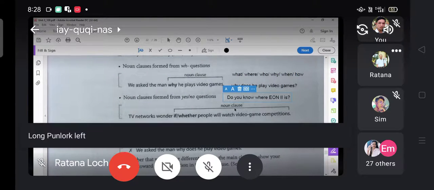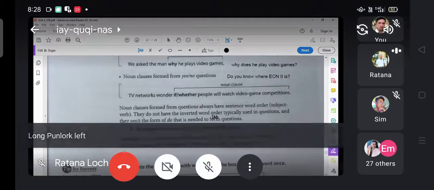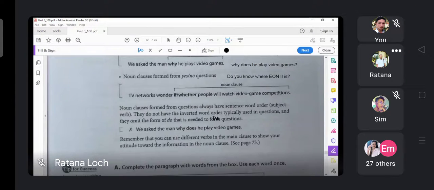Okay, no. So the last one, okay. The last one here, if or whether. This is a noun clause also. But with if here, just be careful, this is not a conditional sentence. It is not a conditional sentence, okay? A conditional sentence is different from a noun clause because they have conditional sentences and result sentences.